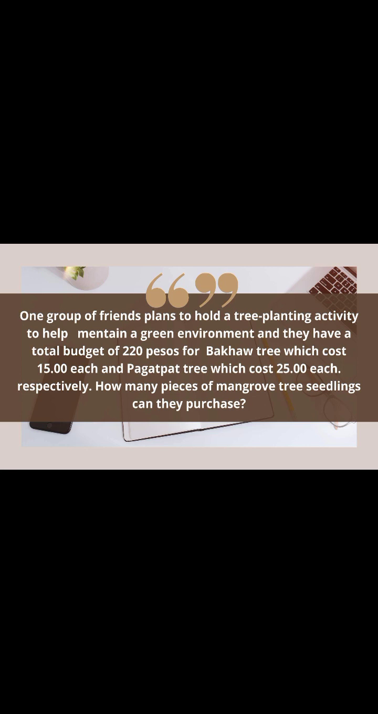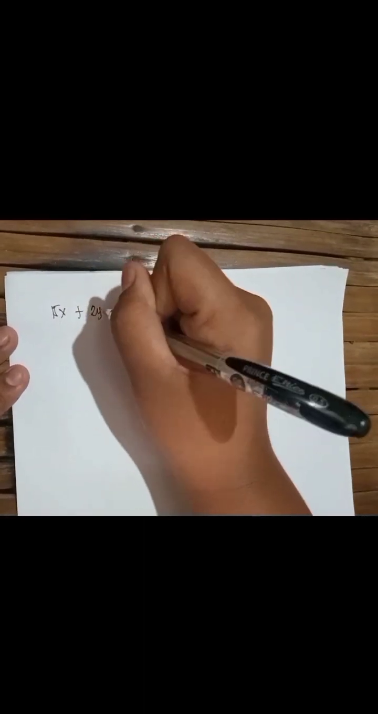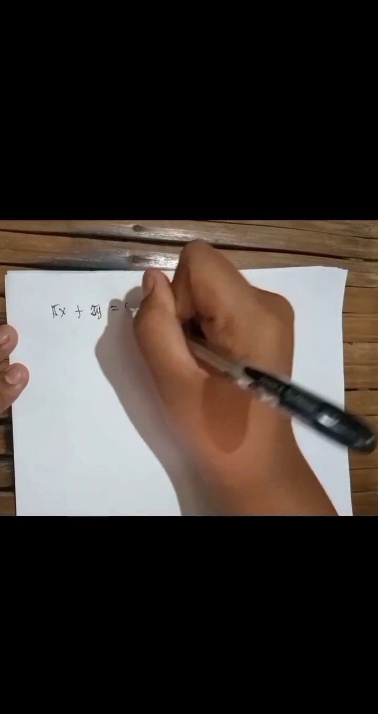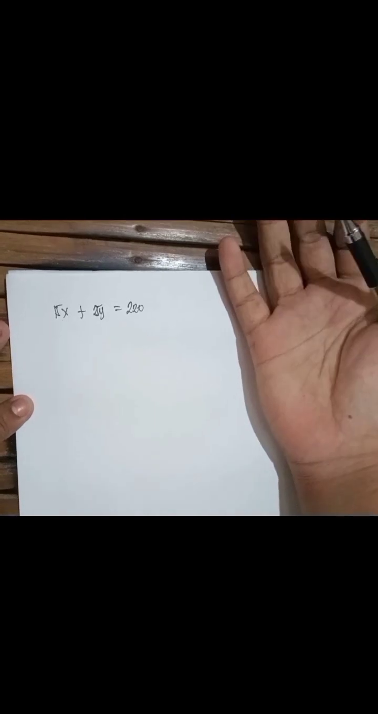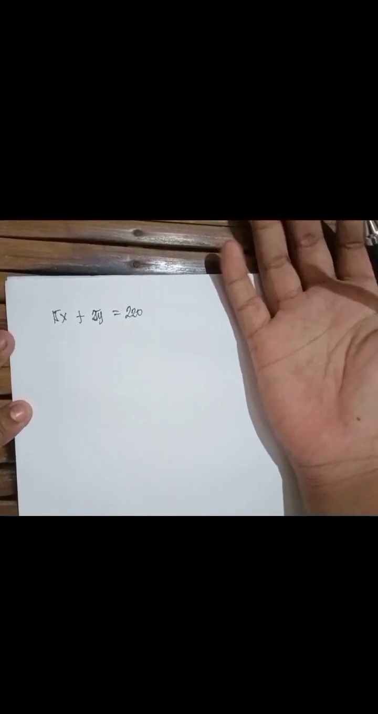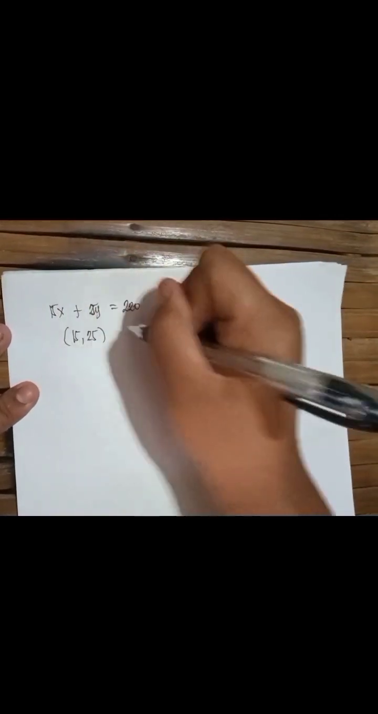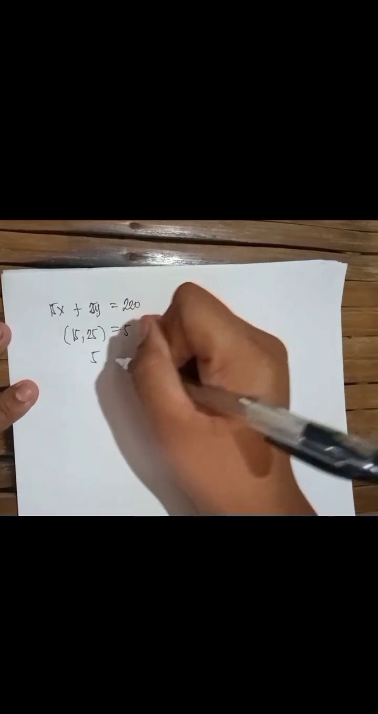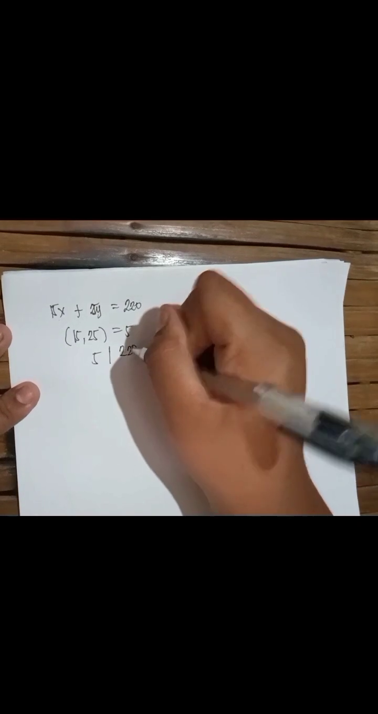So now, let's move on to the solution. Our problem is 15x plus 25y is equal to 220. First, let's get their GCD. The GCD of 15 and 25 is equal to 5. 5 divides 220.